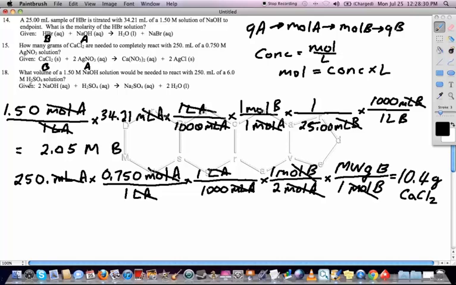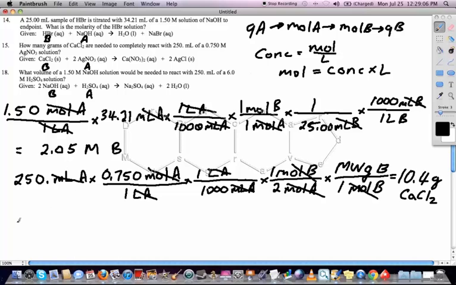Alright, let's take a look at number 18. What volume of a 1.50 molar NaOH solution would be needed to react with 250 mL of a 6.0 molar H2SO4 solution? Alright, so again, we're going to use this flow chart, and our first aim is to get to moles of A. So we're looking at A. A is going to be H2SO4, and B is going to be NaOH. B is what we're looking for, what volume of NaOH. And we've got plenty of information about the H2SO4, so we know that's what we're starting with.